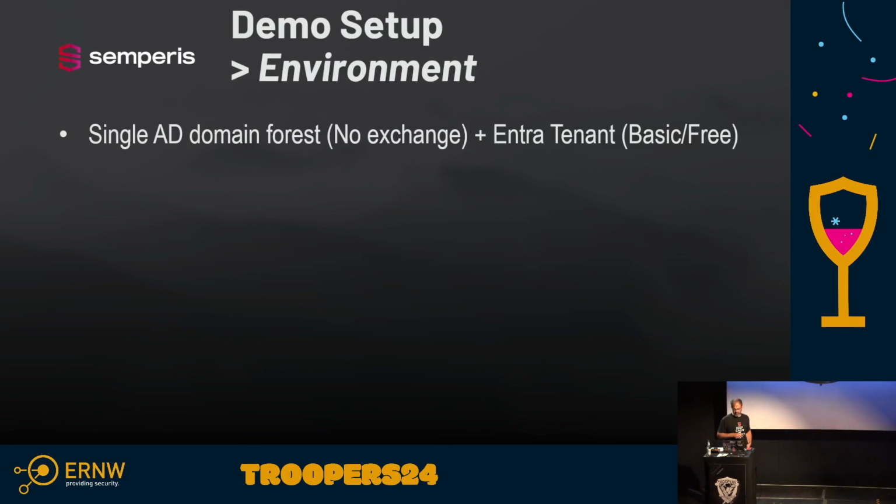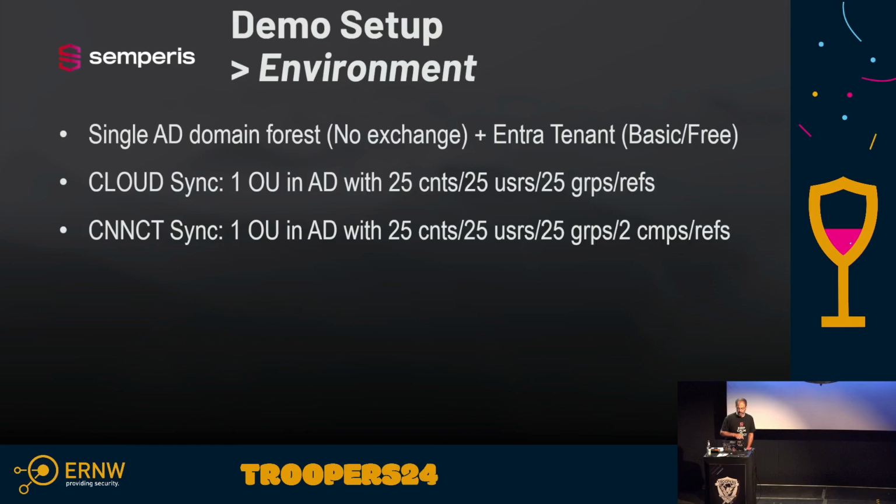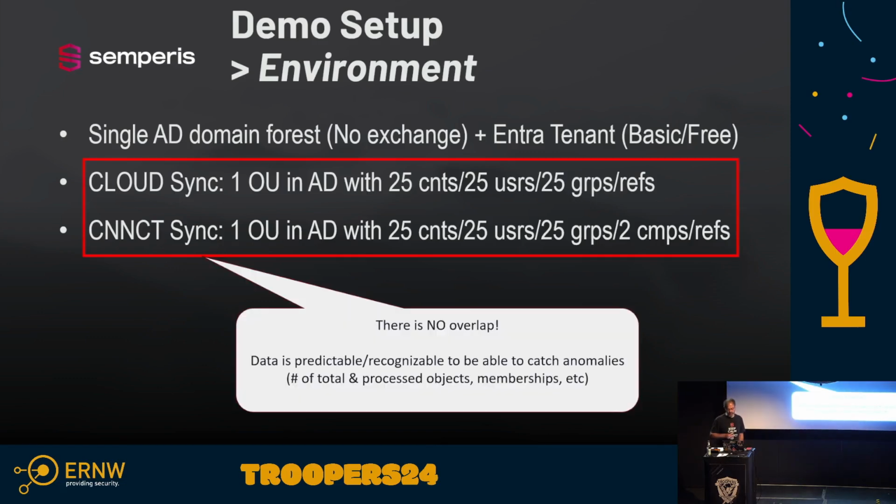So my environment: single domain forest, no Exchange, tenant basic free. Cloud Sync, one OU with 25 contacts, 25 users, 25 groups and references. Same for Connect Sync. There is no overlap between synchronization engines. One engine does the Cloud Sync OU, the other one does the Connect Sync OU.